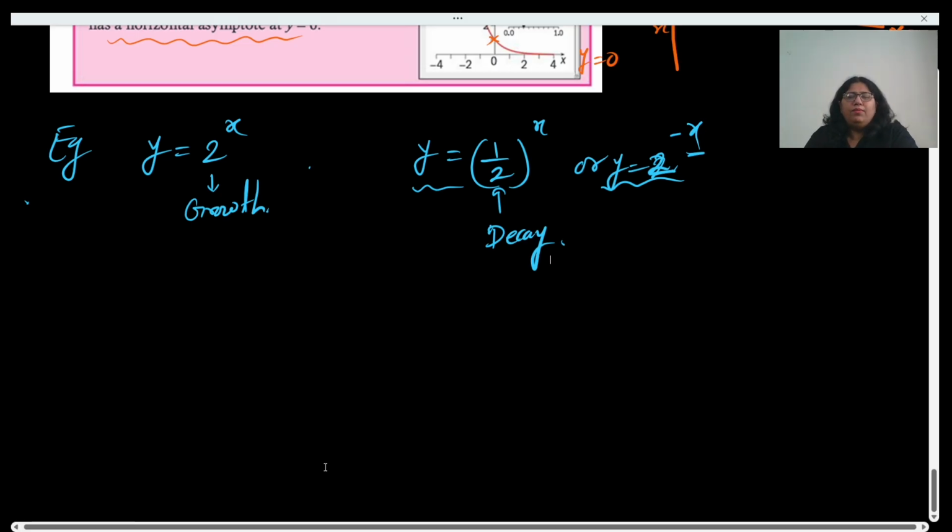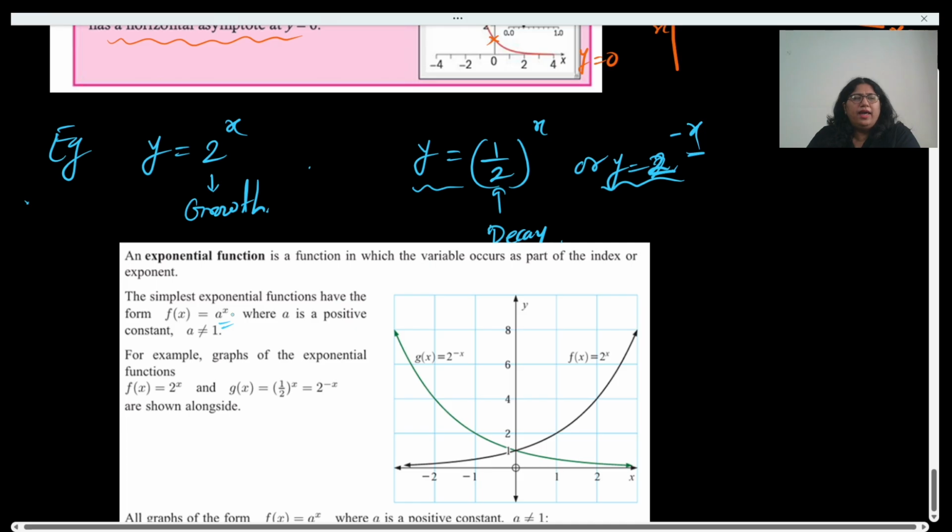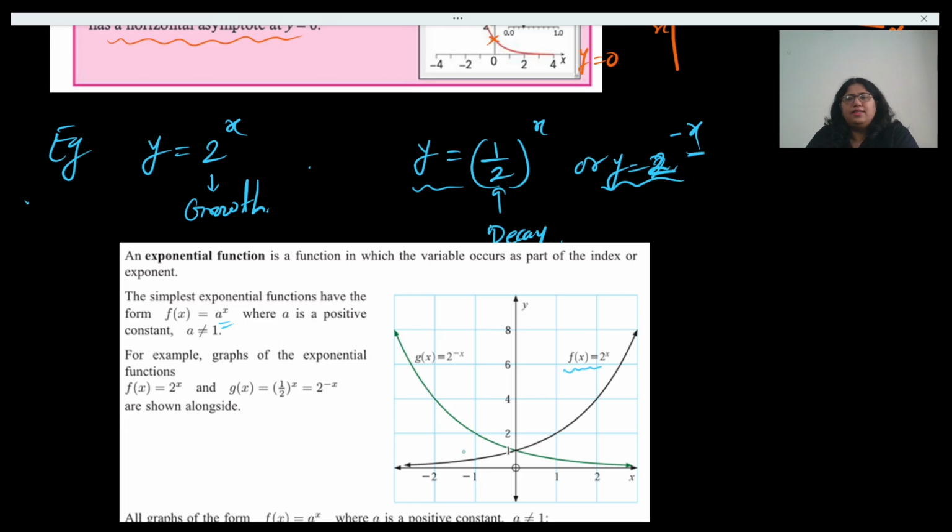So how will the graph be? Here it's written f of x equals a to the power x, where a is a positive constant and a can never be equal to 0. So if I take the example, this is 2 to the power x, this is 2 to the power minus x, or 1 by 2 to the power x. If the x value is decreasing, y is decreasing, but it never becomes 0. Here the x value is increasing, y is decreasing, but never becomes 0. So y equals 0 is the asymptote, and your y-intercept is going to be 1.